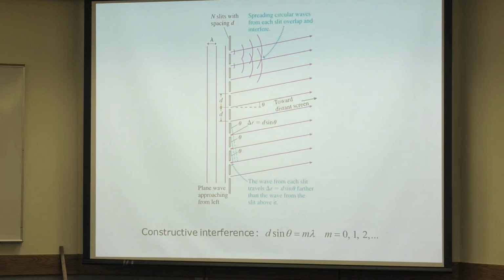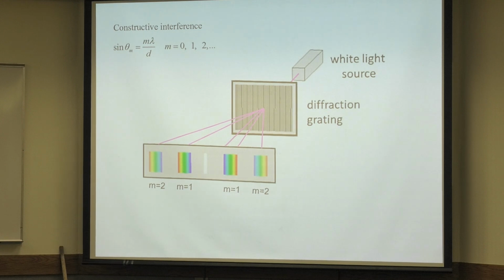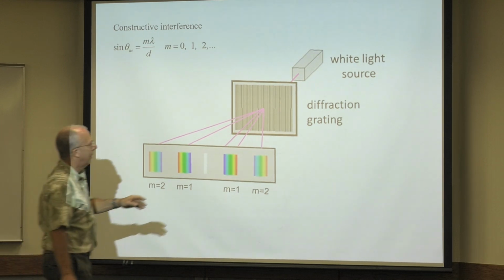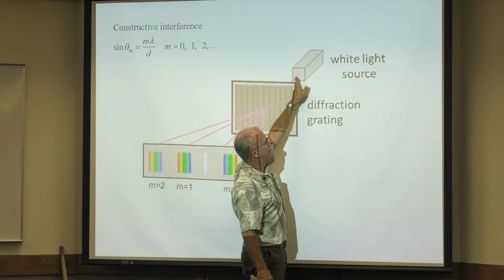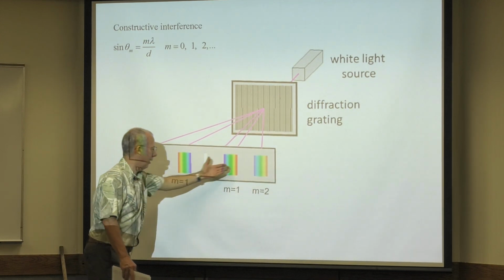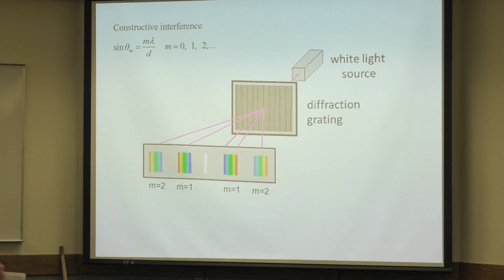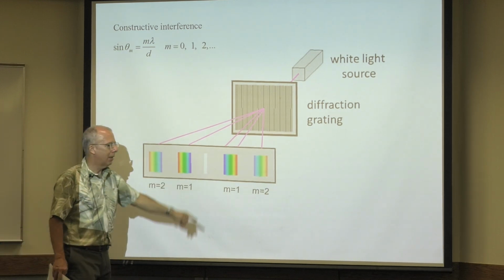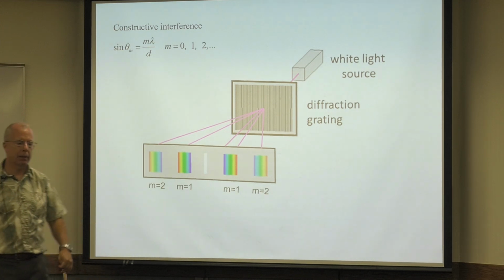Now here's a question for you. You have white light, and you have it pass through a diffraction grating, and this is what you see on the screen. Why? Look at the equation. Why do you see this? So pause your video and think about it.